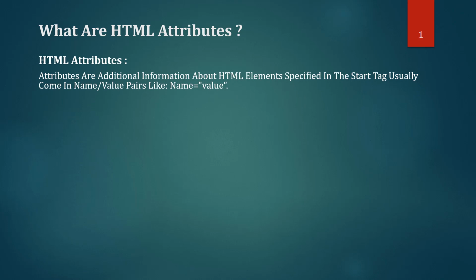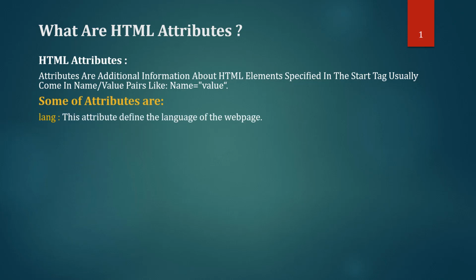HTML attributes are additional information about HTML elements, specified in the start tag, and usually come in name/value pairs like name equal to value. Some HTML attributes are lang. Lang is an attribute which we use to define the language of the web page. We will use this lang attribute in our HTML tag.